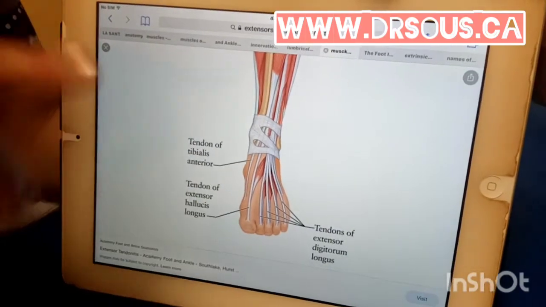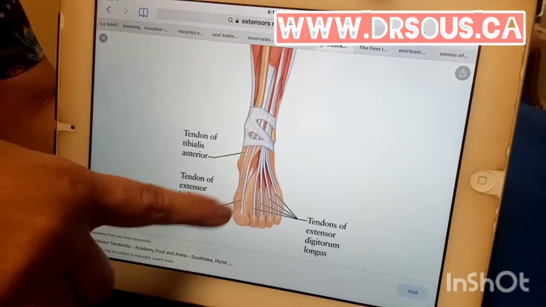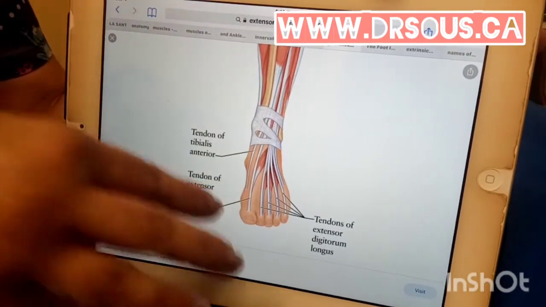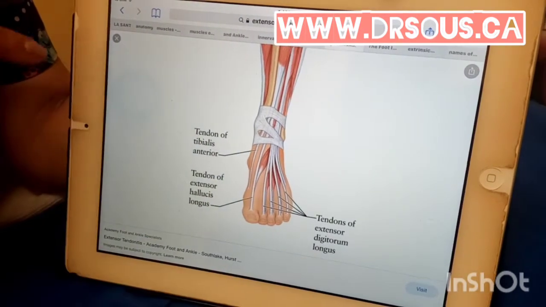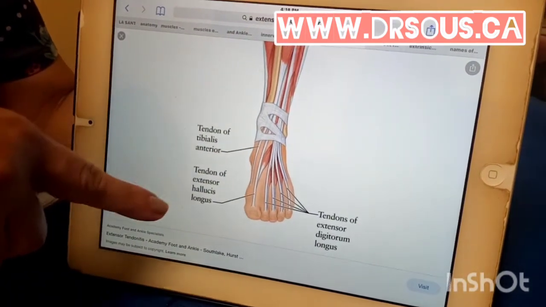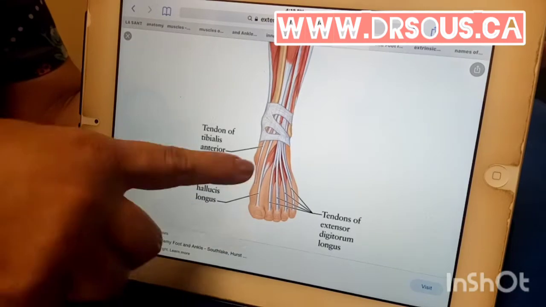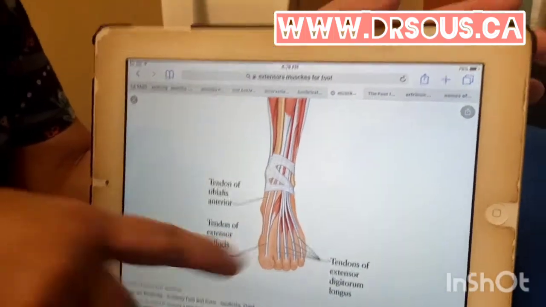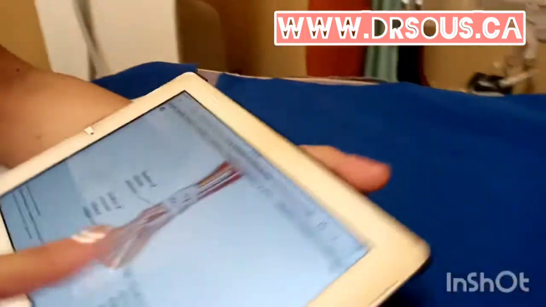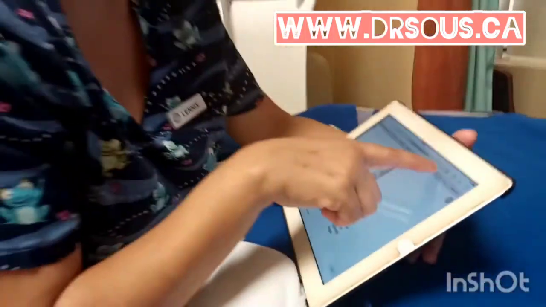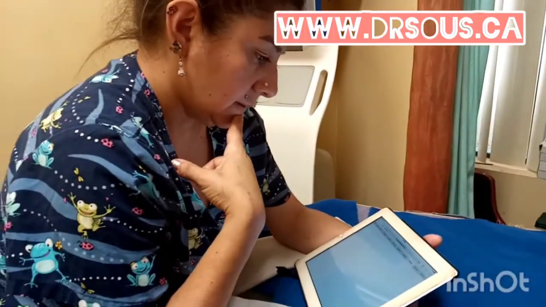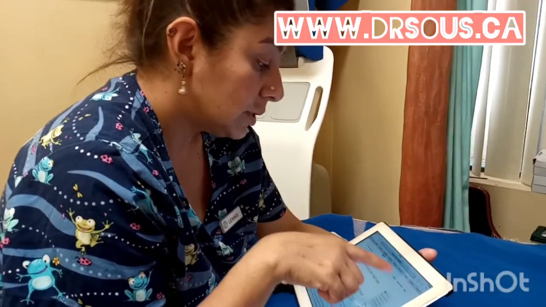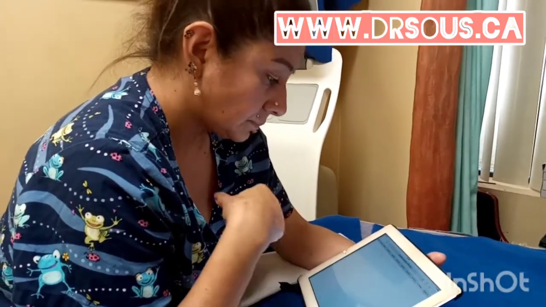And here, the hallux, the big toe, has its own muscles. So this is the extensor hallucis longus, because it comes all the way until here. This is the reason for the name longus.